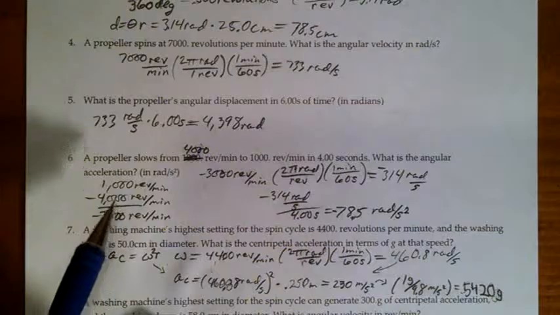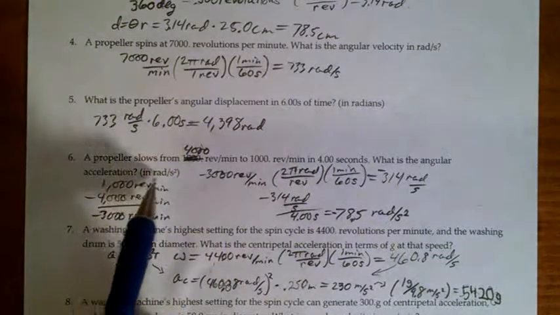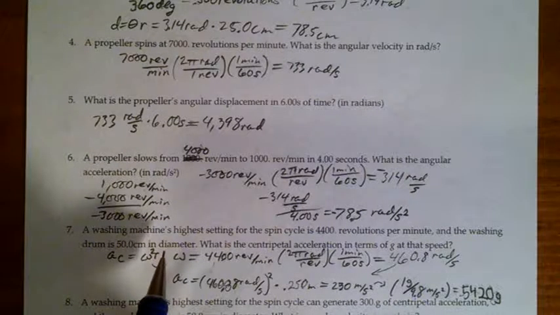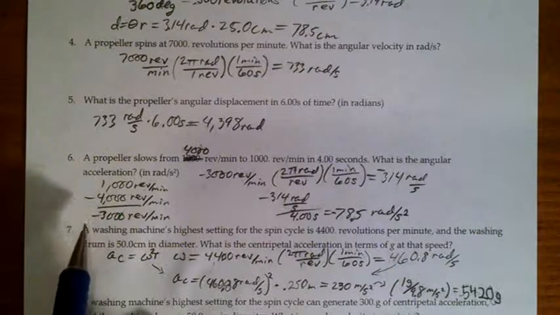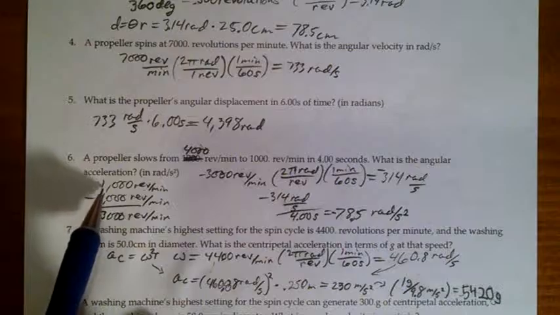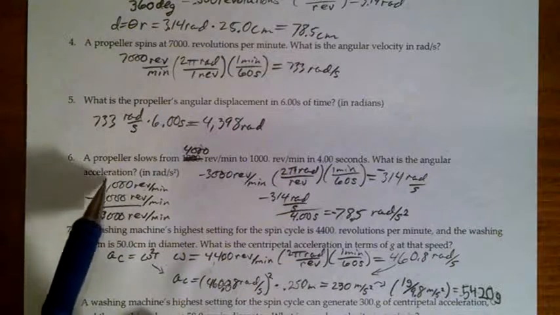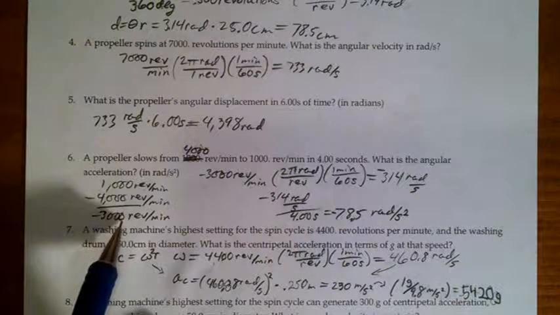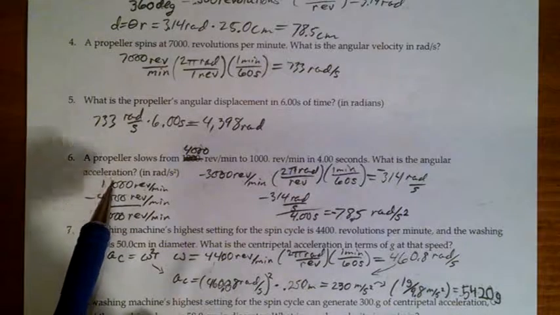Number 6, a propeller slows down from 4,000 revolutions to 1,000 revolutions per minute in 4 seconds. What's the angular acceleration? Now, what we're going to need to do is do a lot of converting, really. And I know it's decelerating, so I want to get a negative answer. So I deliberately subtracted here the difference. How much did it change? It changed between 1,000 revolutions per minute and 4,000. And I want to set this up so I get a negative number because I know it's slowing down.